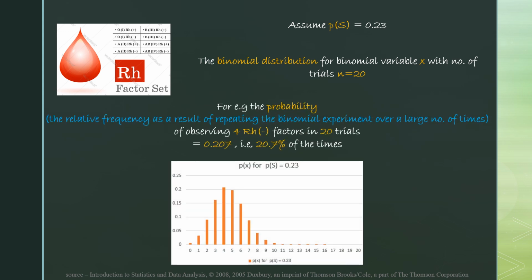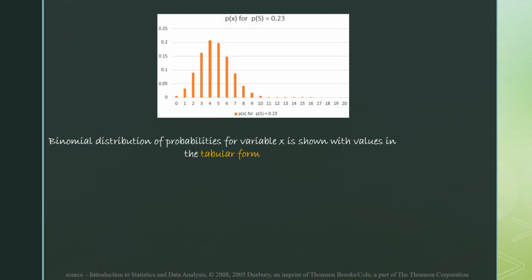For example, the probability, that is the relative frequency as a result of repeating the binomial experiment over a large number of times, of observing 4 RH negative factors in 20 trials equals 0.207, that is 20.7% of times. And we can similarly arrive at the probabilities for other values of x as well. Binomial distribution of probabilities for variable x is shown with values in the tabular form.